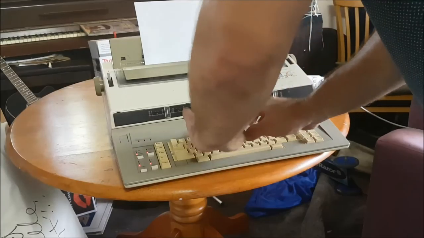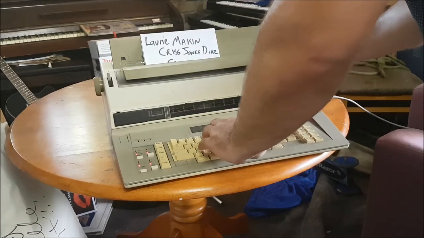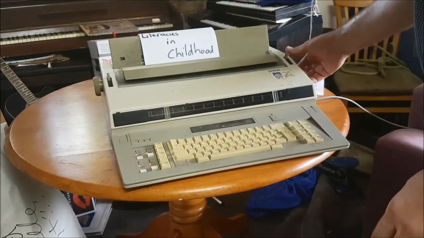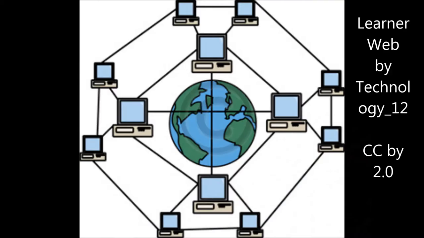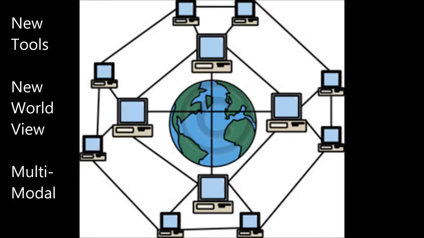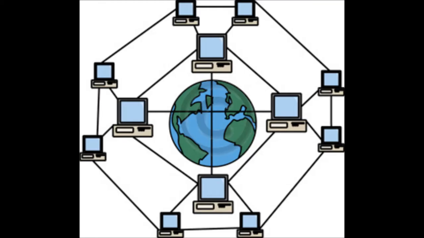Where to from here? Laurie Makin, Chris Jones Diaz, Claire McLachlan, in their book Literacies in Childhood, suggest over the last decade, technology has developed by leaps and bounds. The digital world is upon us, and teachers must engage not only with new tools, but also with a new world view in which multimodal communication, not only words and pictures, but sounds, logos and artifacts, is increasingly the norm.